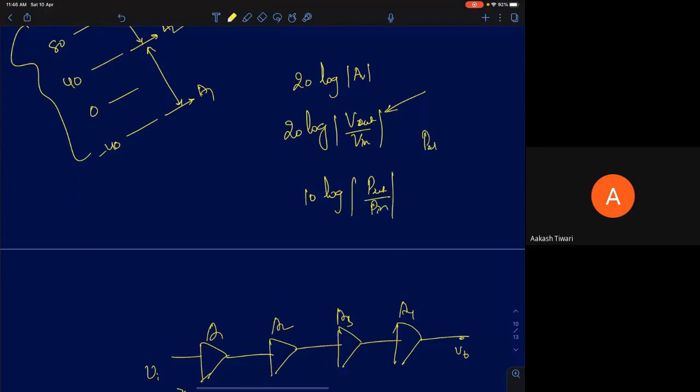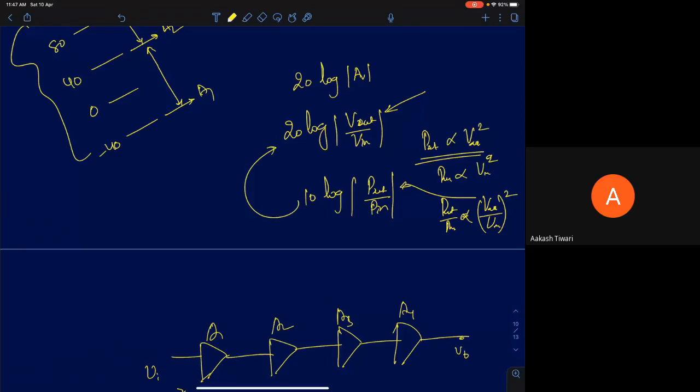Because generally, your output power is proportional to the square of the output voltage, and input power is proportional to the square of the input voltage. So the ratio of P out by P in is proportional to V out by V in the whole squared. Therefore, if I substitute this in the equation, I'm going to get 20 log. So if you are taking a ratio of powers, you apply 10 log. If you take a ratio of voltages, you apply 20 log. That's one thing. If you want to plot voltage gain, we take 20 log and plot it.